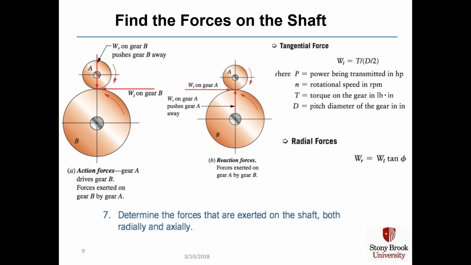You have to find the forces on the shaft. Here we're showing a review of how to do it for spur gears. The radial forces are always pointing in, and watch that direction on the tangential force. If this was a helical gear or a bevel gear, then you'd have a third force, an axial force, which would push in the direction of the axis of the shaft.